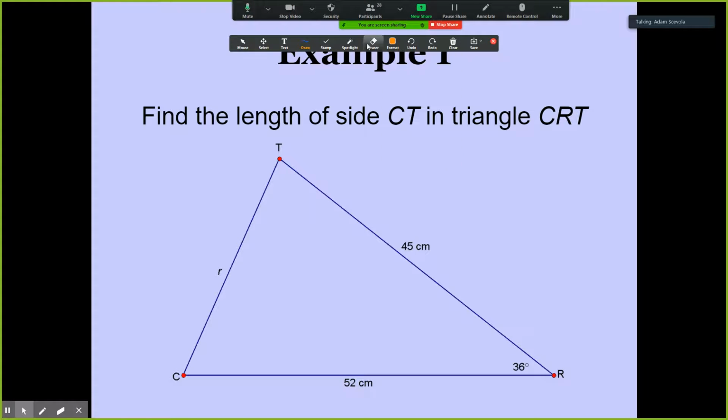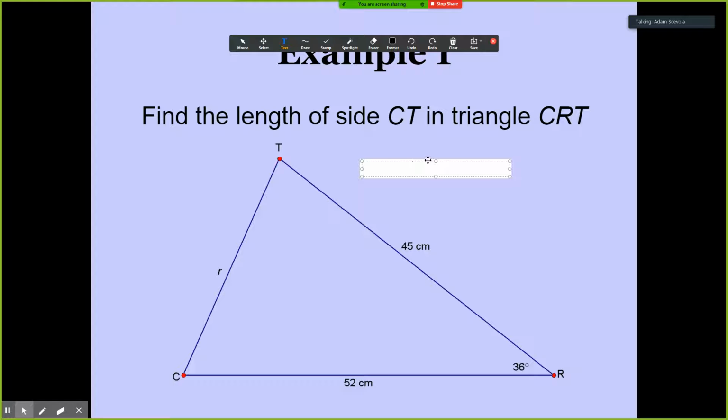If I type out the law of cosines real quick, that is c squared equals a squared plus b squared minus 2ab times the cosine of angle C. Since I have been given an angle, I'm going to call that angle C, because it's the only angle that I know. So I plug it in there, which makes R, the side I'm looking for, side c in the formula.